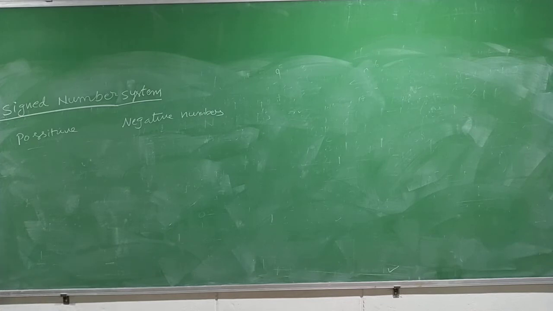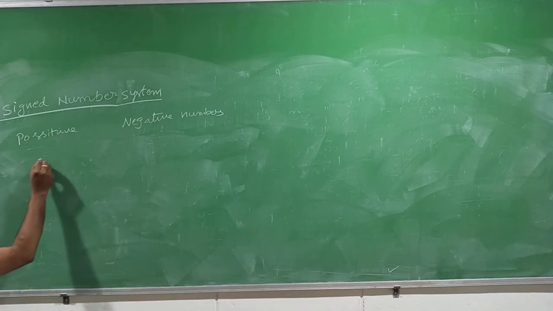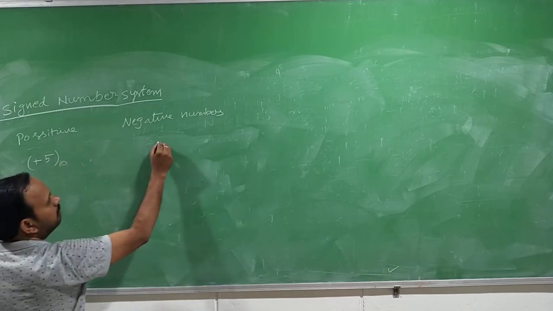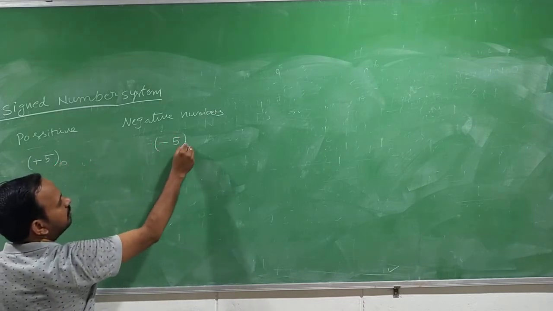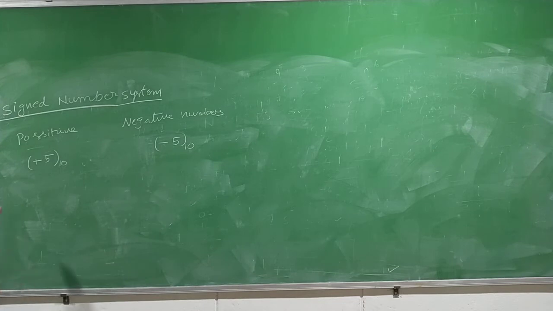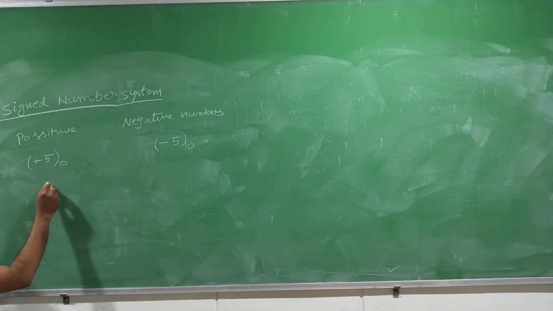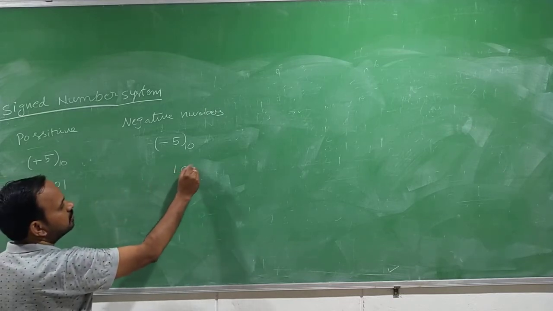So here we are using the one method, the MSB of the binary number, to represent whether the number is positive or negative, right? Suppose in this case we take positive 5 in decimal and here negative 5 in decimal. If I want to represent the same positive and negative numbers in a computer, how can I write it? 5 means 101.